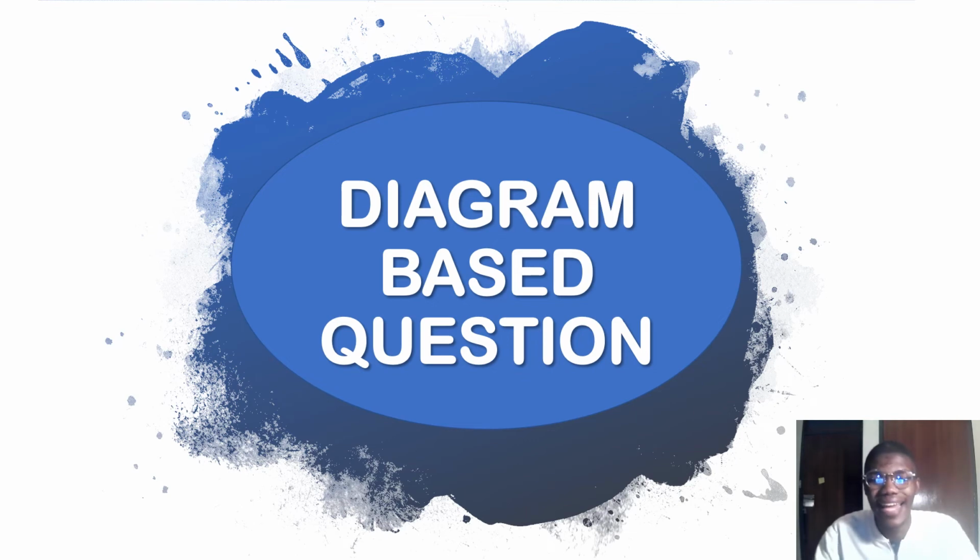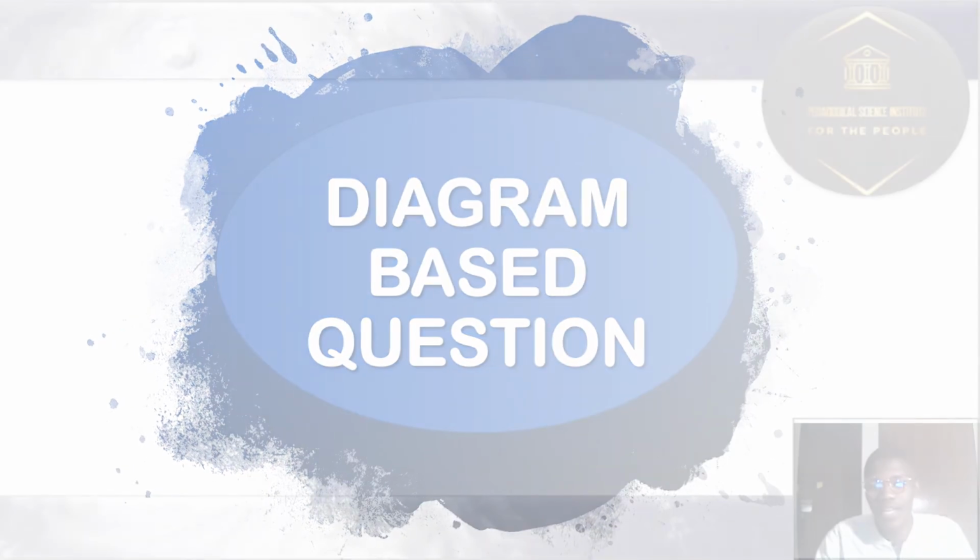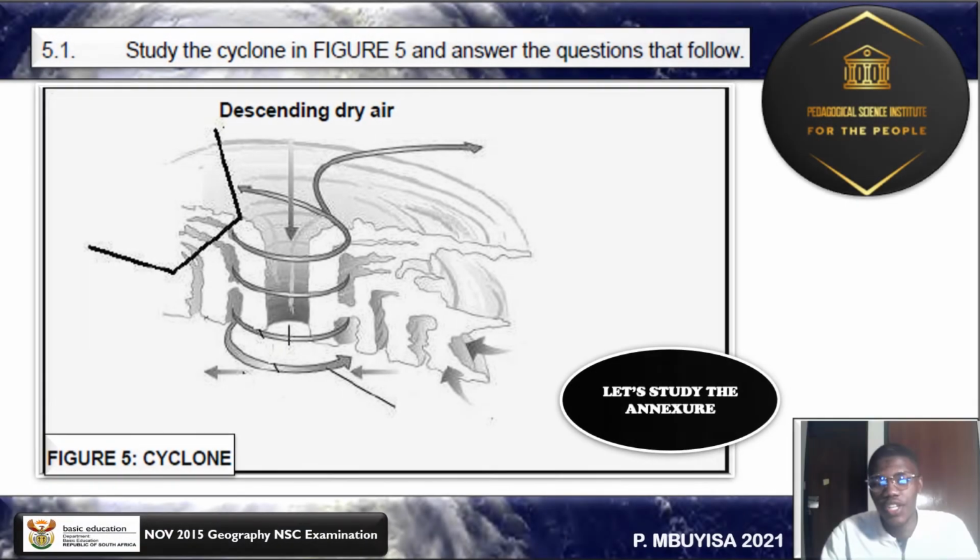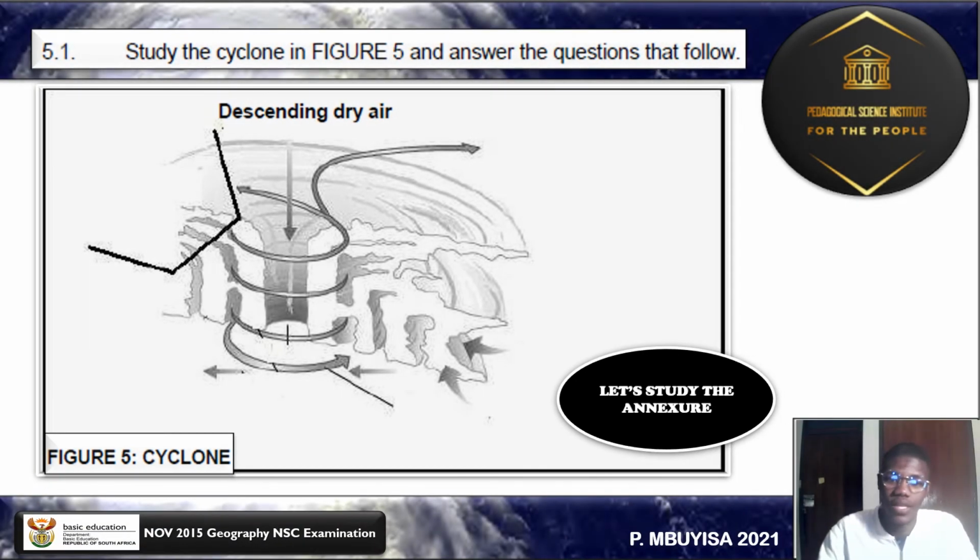So let's look at a diagram-based question on tropical cyclones. Okay, so the first step is to study your annexure, remember that. So this is figure 5, and you're asked to study figure 5 and answer the questions that follow. So this is showing us a cyclone, and they just said it's a cyclone, which means a question may come and ask you what type of cyclone is shown in this diagram.